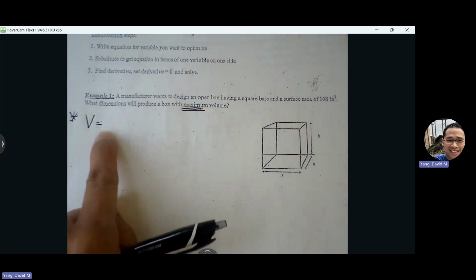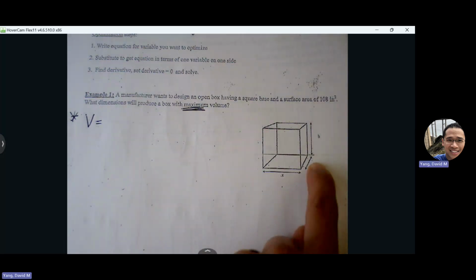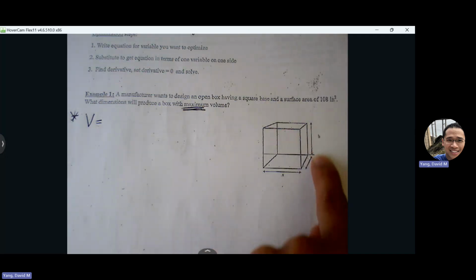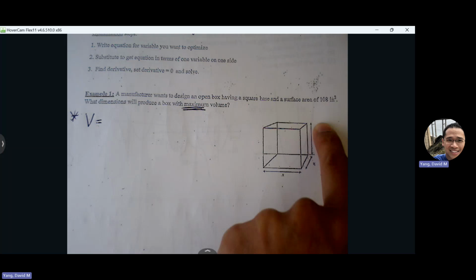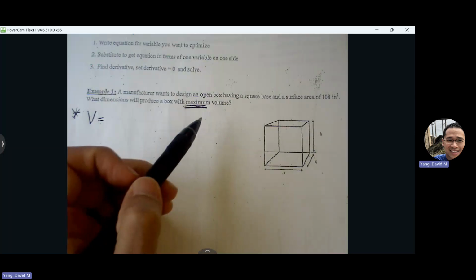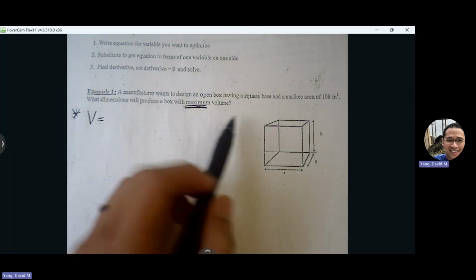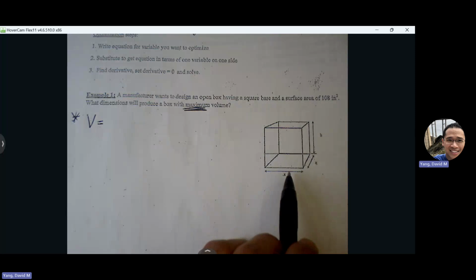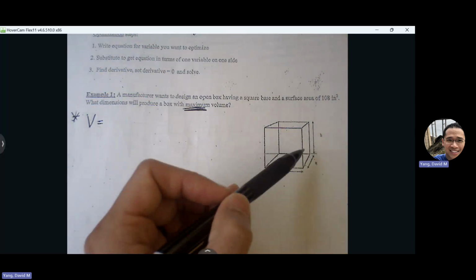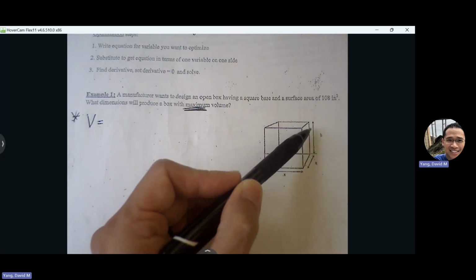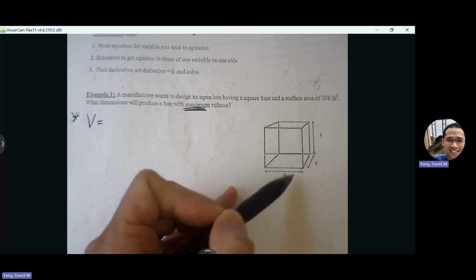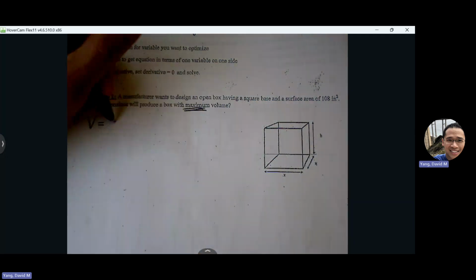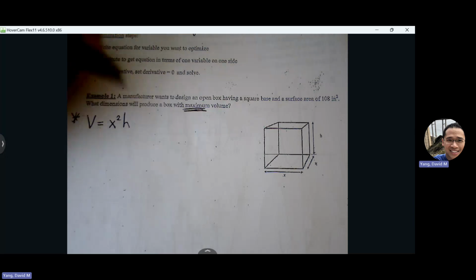What's the volume formula for a rectangular box? Yeah, length times width times height, right? So that's not too bad. We should know that. So x times x times h. They tell us that it's a square base. So if it's a square base, we know these two have to be the same, but they don't say anything about the height. So we have to produce a different variable because they're not linking that connection between the base and the height. So we're just going to say x squared times h.